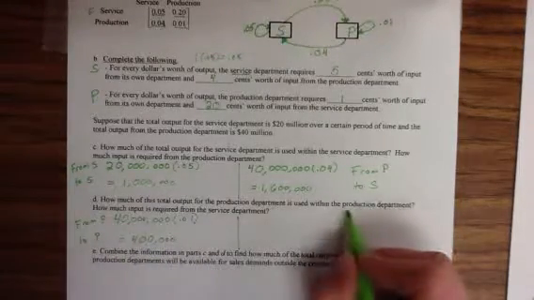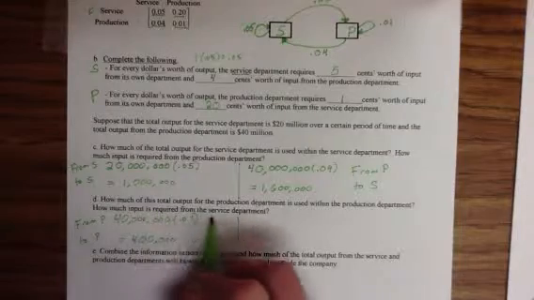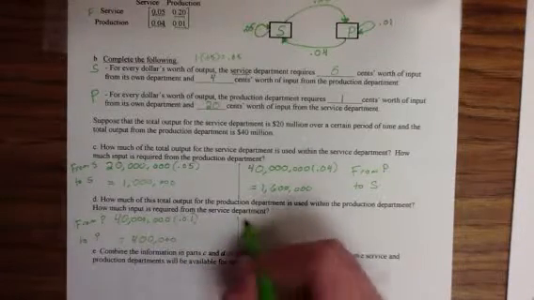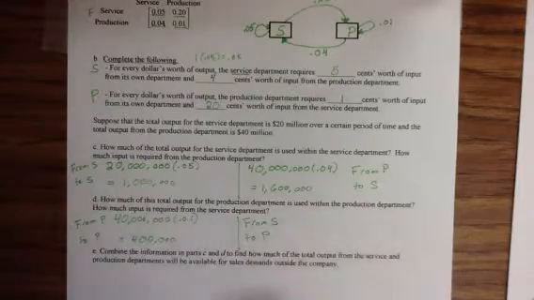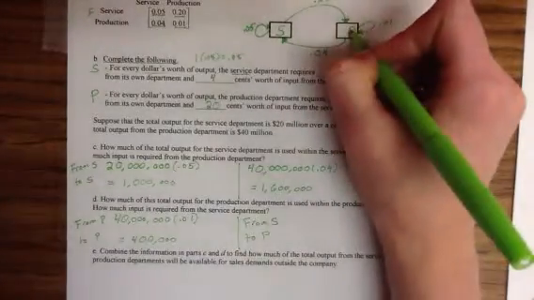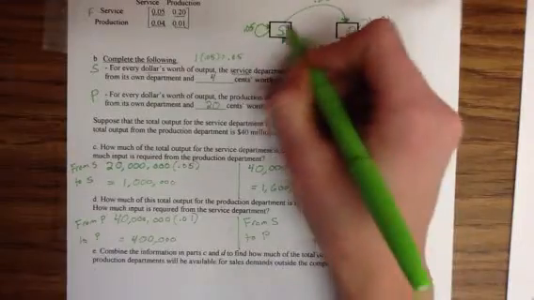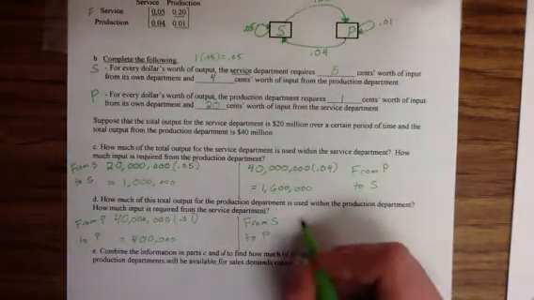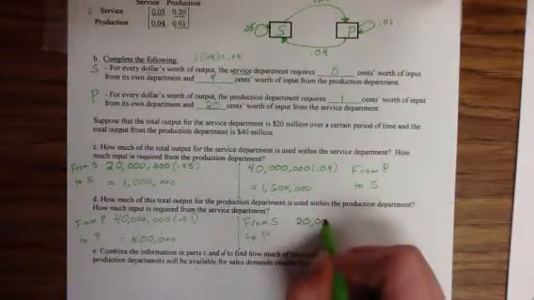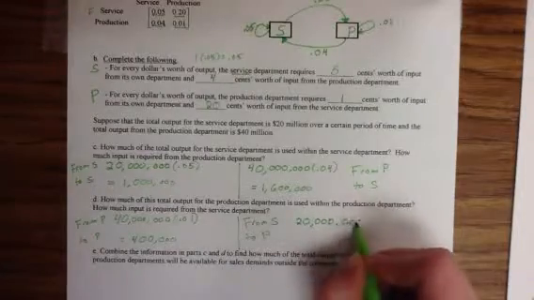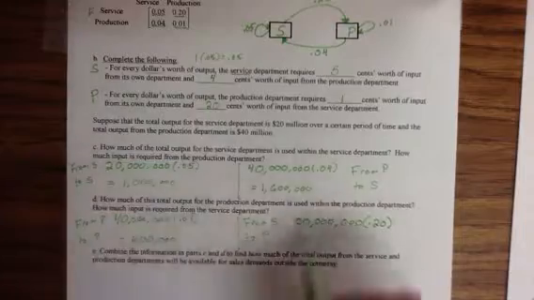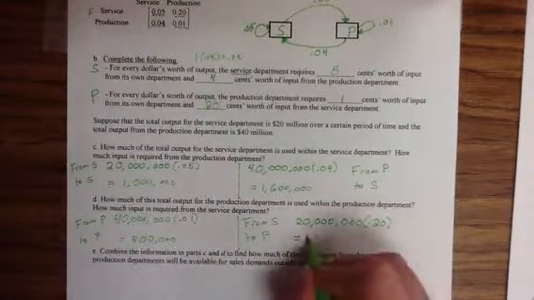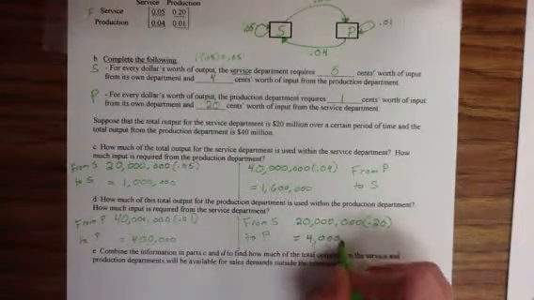Second part, it says how much input is required from the service department. So we're going from service to production here. So from service to production, that's 20% of service's total output. Well, service's total output is $20 million, and it's 20%, so we're going to multiply that by 0.20, which tells us that they are consuming $4 million.